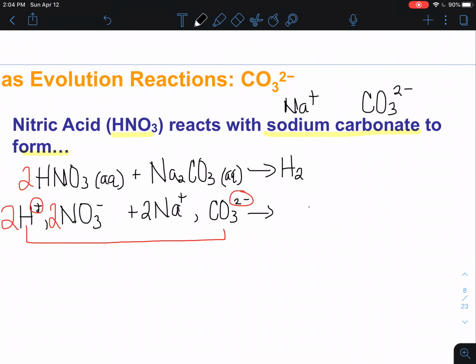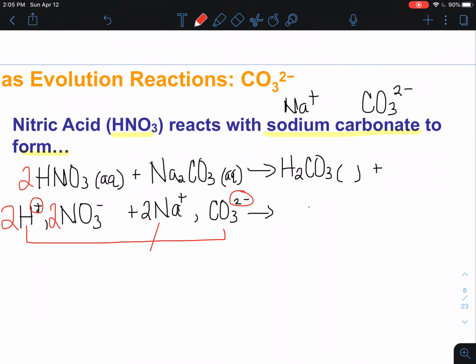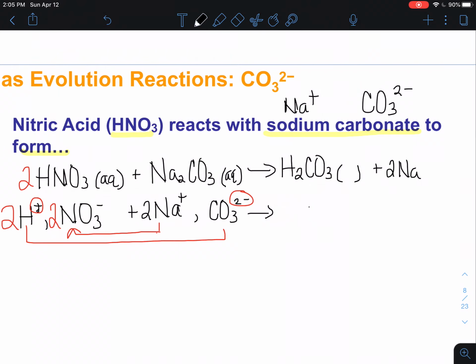H2CO3, plus, and then the cation from the second is going to pair up with the anion from the first, and those balance out nicely. So we're going to have 2NaNO3. All right, so then you look at this and you're like, I have no idea what this is.